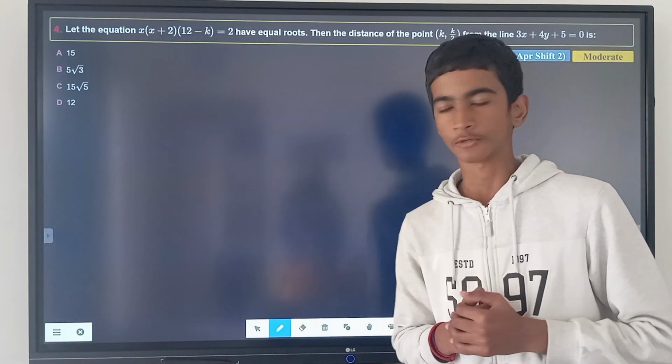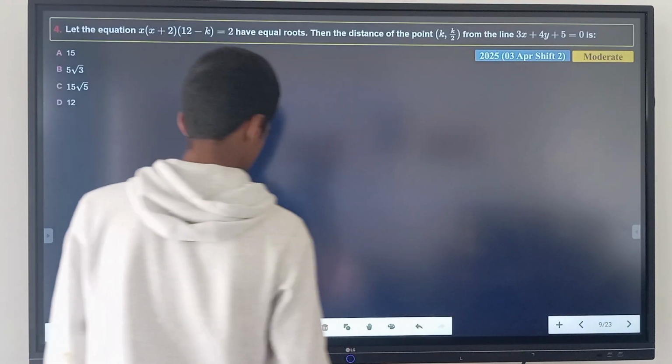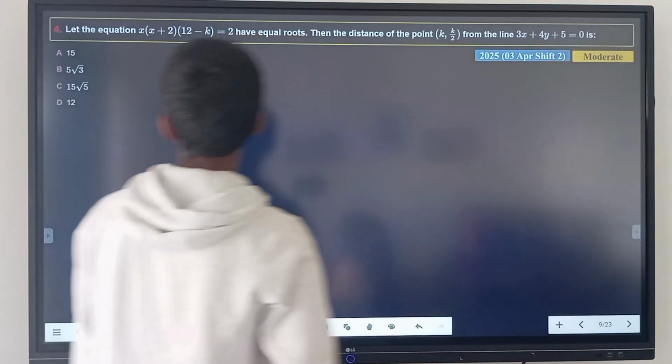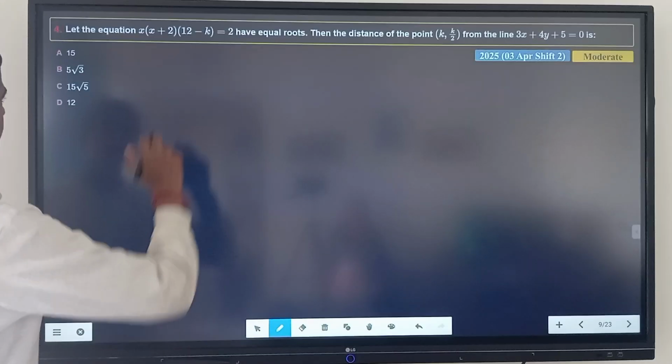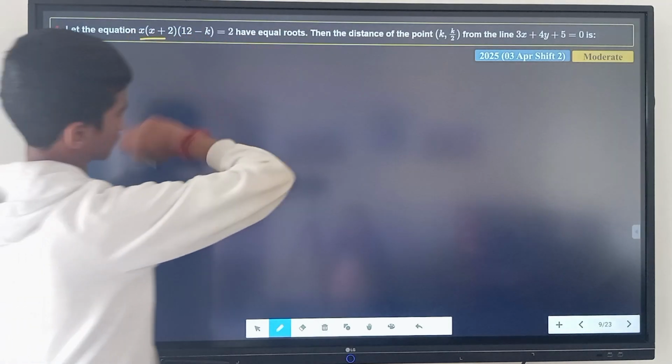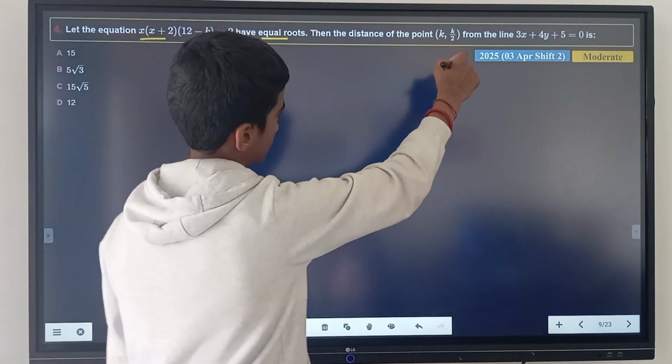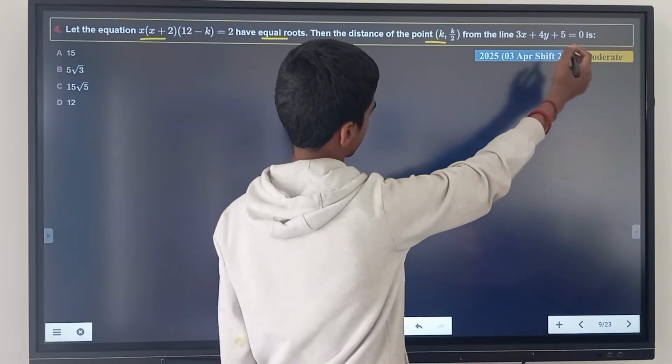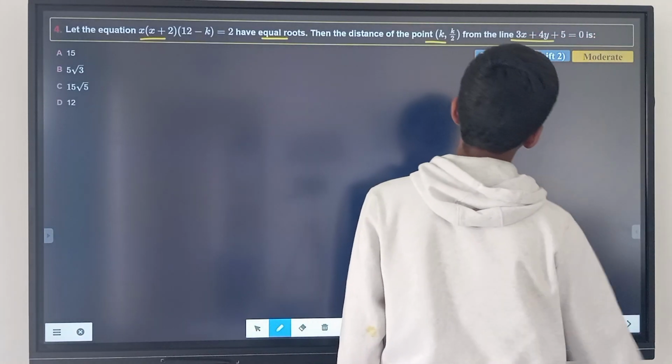Here is our next question. This time our question says, let the equation, here we have this equation, have equal roots. Then the distance of this point from this line is.